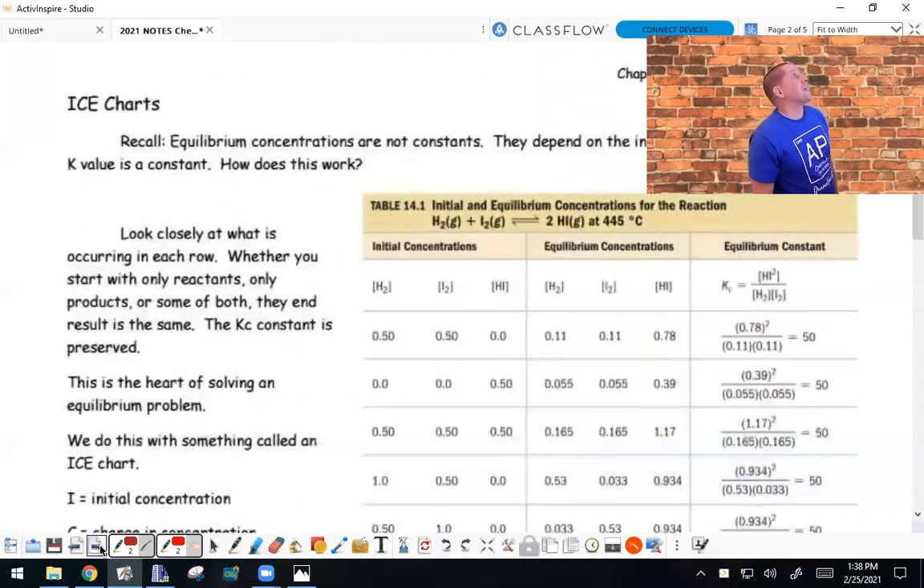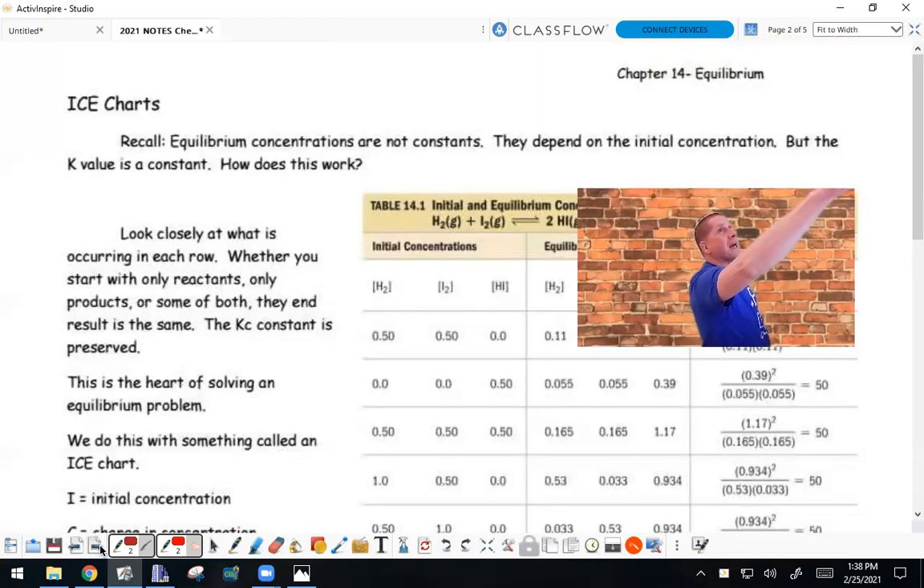Okay, so here's what we're learning today. So we're going to learn something called an ICE chart today, an ICE chart. And recall that equilibrium concentrations are not constant. They depend on the initial concentration. And so there is a lab activity that we have done, or we're going to do, I'm not sure which yet, as I'm making this.